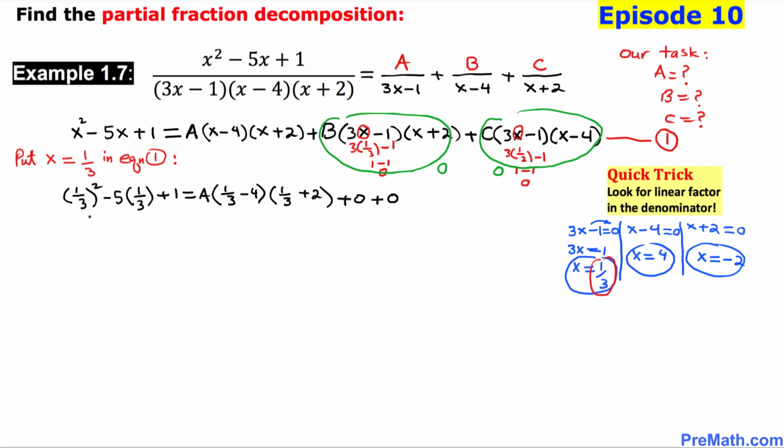This 1/3 squared is going to simply become 1/9, minus this becomes 5/3 plus 1 equal to. Let's simplify that, let's add the fraction plus the whole number. When you do this, that's going to give us -11/3. So we have to be very careful.